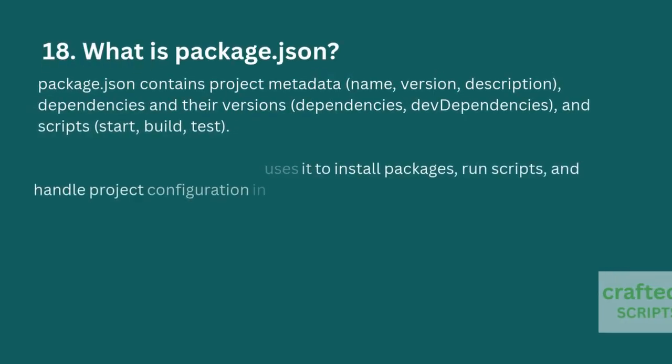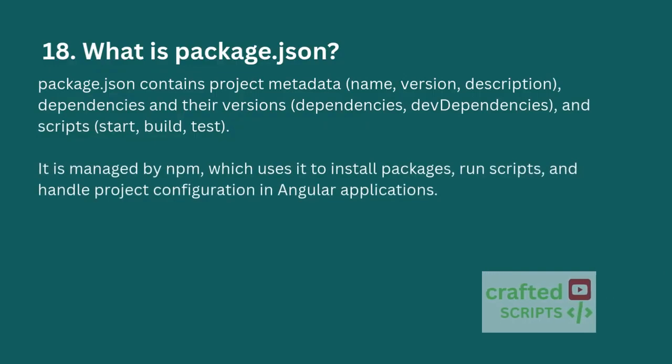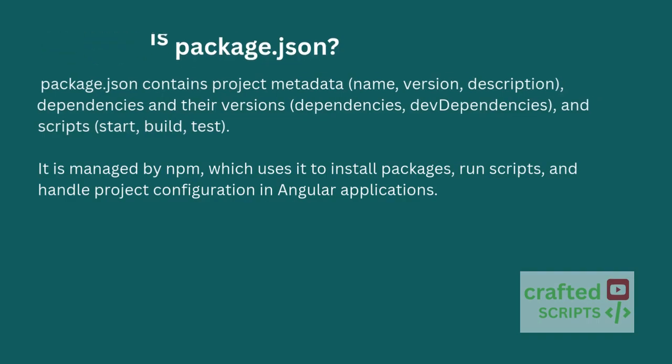Question number 18. What is package.json? Package.json contains project metadata, name, version, description, dependencies and their versions, dev dependencies, and scripts, start, build, test. It is managed by npm, which uses it to install packages, run scripts, and handle project configuration in Angular applications.